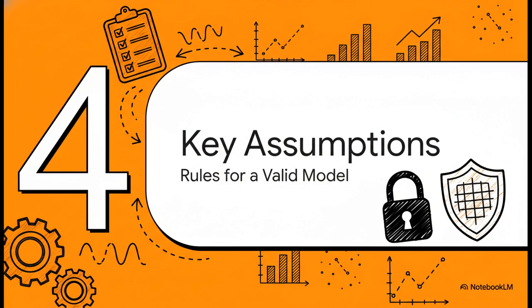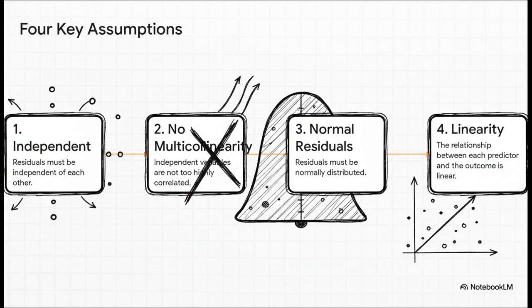And these aren't just academic suggestions. Think of them as a professional's checklist to make sure your model is reliable and robust. So there are 4 big rules you have to follow. Think of it as quality control for your analysis. First, the residuals have to be independent, meaning the error for one data point doesn't predict the error for another. Second, and this is a big one, no multicollinearity.